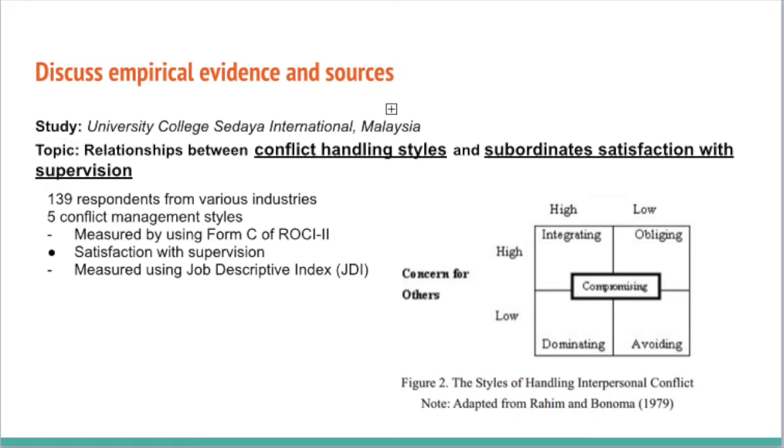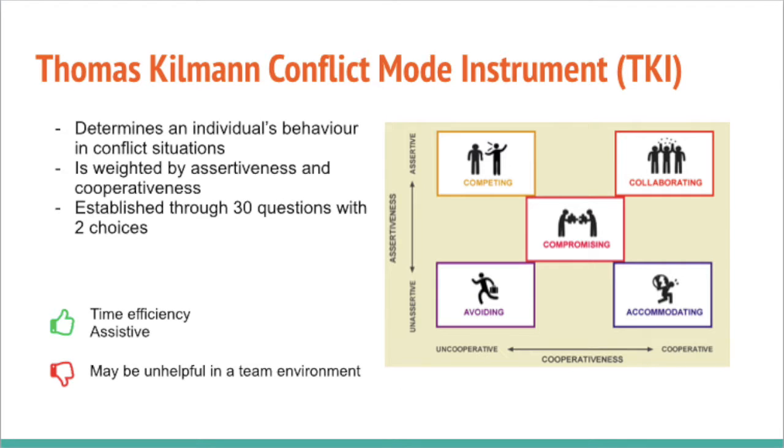In 1974, the Thomas-Kilmann conflict mode instrument was introduced, which assesses an individual's typical behavior during conflict situations. It provides 5 categories of conflict resolution methods, in which they are weighted by 2 dimensions, being assertiveness and cooperativeness. These include competing, collaborating, compromising, avoiding, and accommodating.